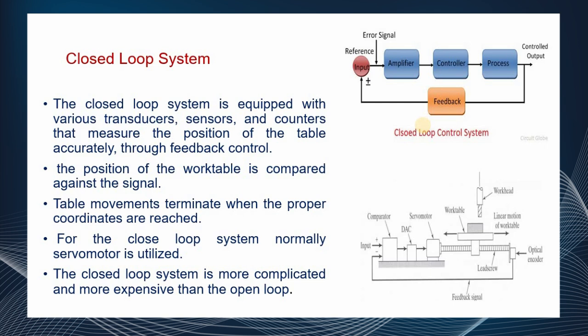The closed loop system is more complicated and more expensive than open loop systems. The figure shows the various components of the closed loop system: its input, an amplifier, controller, processor, and then the controlled output. The errors in the error signal are rectified, and the feedback system provides the feedback signal to the input, so the cycle is repeated.